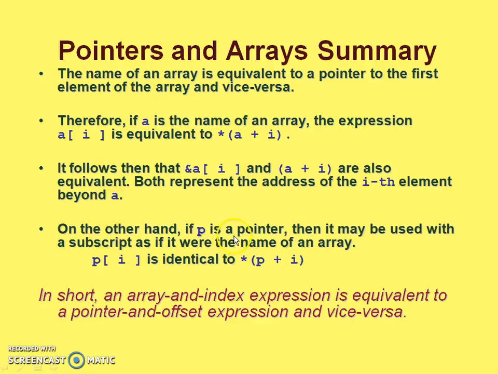On the other hand, if p is a pointer, then it may be used with a subscript as if it were the name of an array. p[i] is identical to *(p + i). In short, an array and index expression is equivalent to a pointer and offset expression and vice versa.